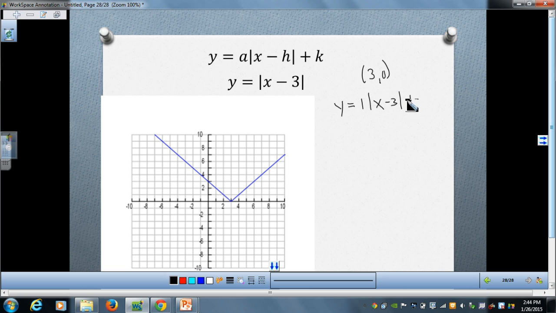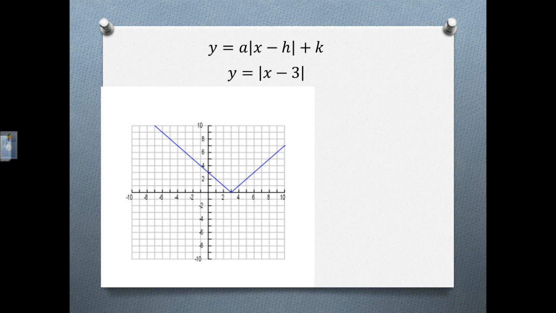Some of you might have had an absolute value function that looked like this for your answer: y equals 1 times the absolute value of x minus 3, and then plus 0. And once again, this is completely appropriate. Just know that you probably would not see it written like this if there were a multiple choice question on an ACT or SAT or a PART test or something like that. You're probably going to see it reduced like this. But this would be an acceptable answer on a quiz or a test for my class. All right, let's try a couple more.